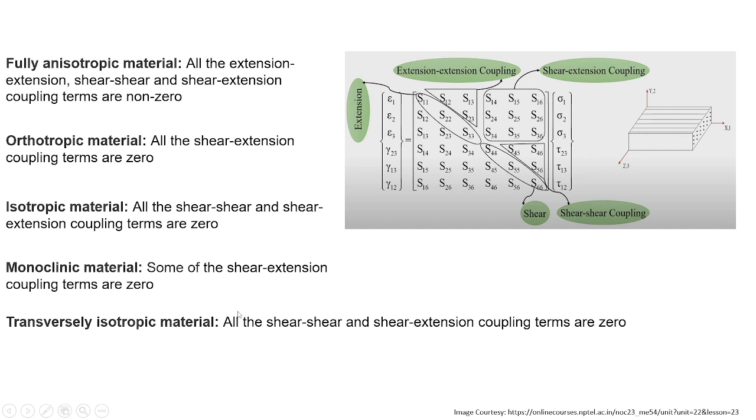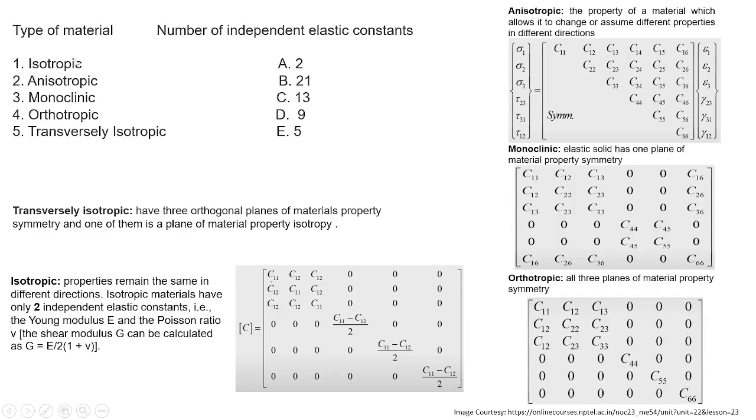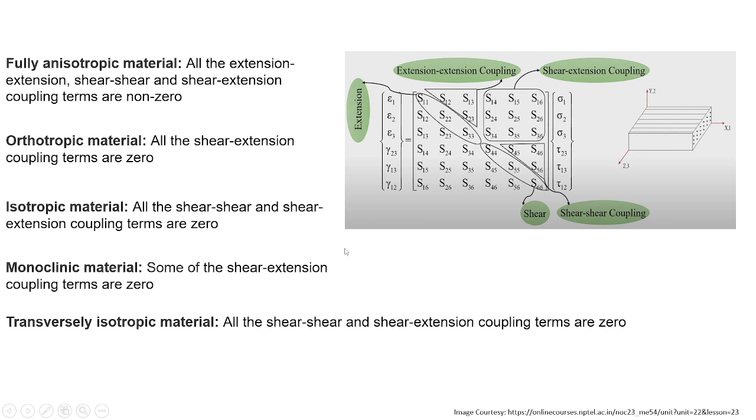Then monoclinic materials have some of the shear extension coupling terms as 0. As monoclinic has 13 independent elastic constants, some of the shear extension coupling terms, which you can see here, will be 0, and some of them will not be 0. So the whole set of shear extension coupling terms is not 0, unlike orthotropic. Whereas next comes transversely isotropic material, where all shear and shear extension coupling terms are 0.